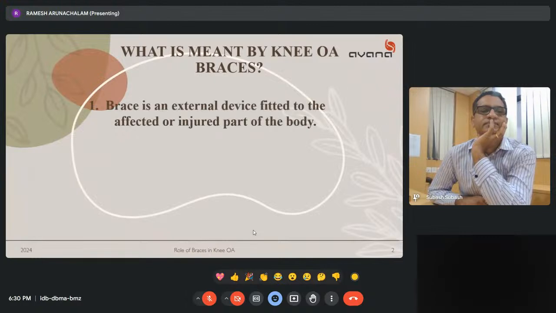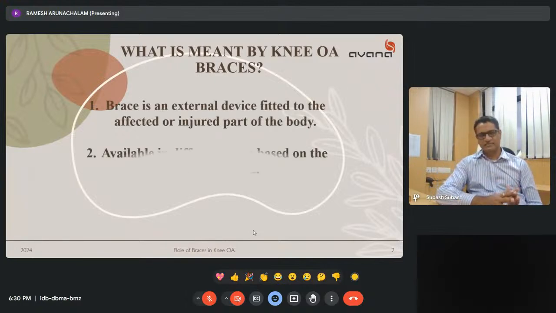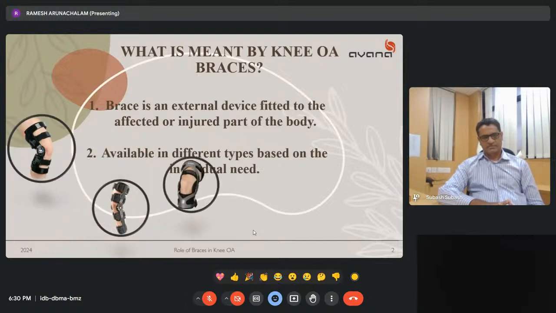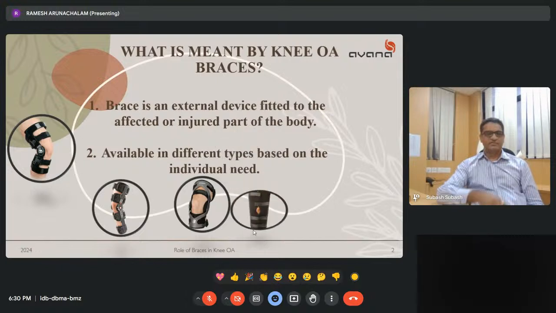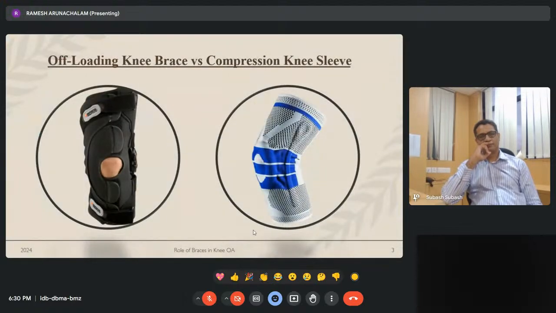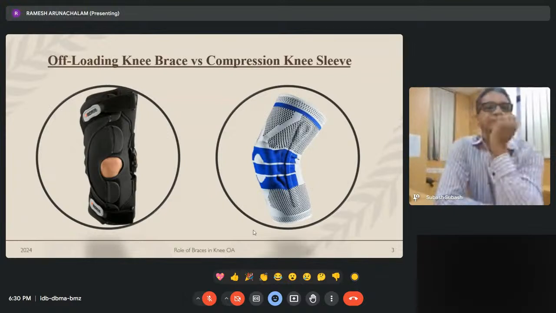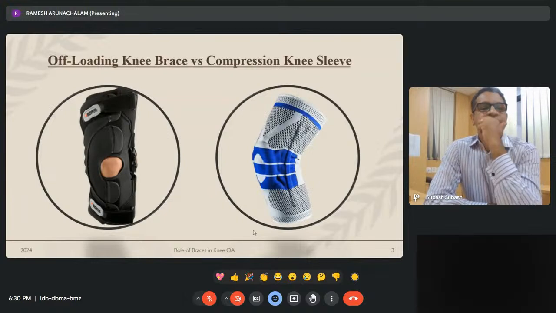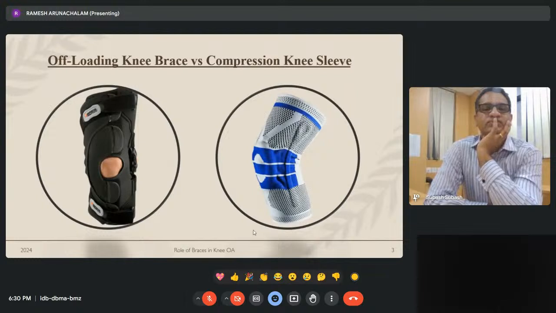I would like to give a brief on what offloading braces mean. A brace is an external device fitted on the affected or injured part of the body. There are multiple braces available, depending on the indication, for example post-operative or preventive, and for rehabilitation based on individual need. In the market, mostly you know the compression sleeve, which you can see on the screen on the right side, the white one, which is quite common. Even if you Google or go to social sites, you can see a lot of braces available. Whether it is really going to be beneficial, that is what we need to differentiate: the meaning of offloading versus the normal compression sleeve, and how it is going to help.